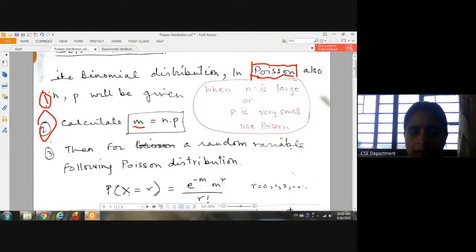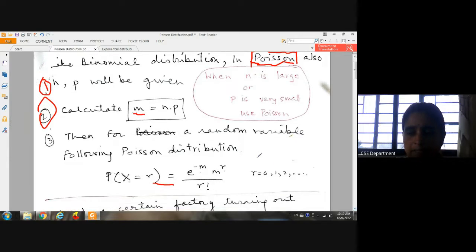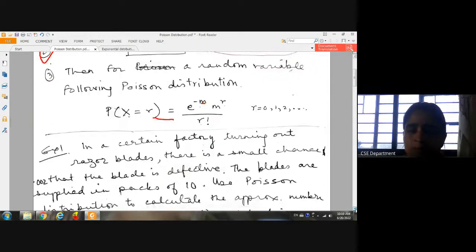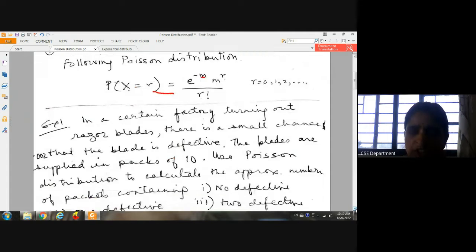This formula you have to get. What is the formula for Poisson distribution? Probability x is equal to r is equal to e to the power of minus m, m to the power of r by factorial r. So m is the one you have to calculate. Then when x equal to 2, it will be e to the power of minus m, m to the power of 2 by factorial 2. M you already know. So it is simple, just 3 steps to do the problem. So let us start off with the actual example.